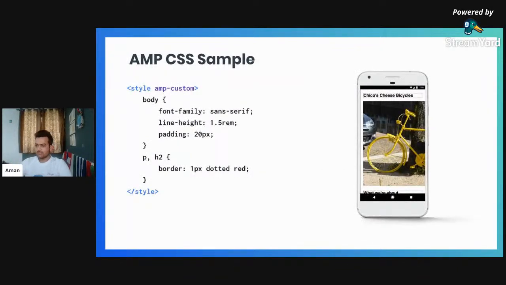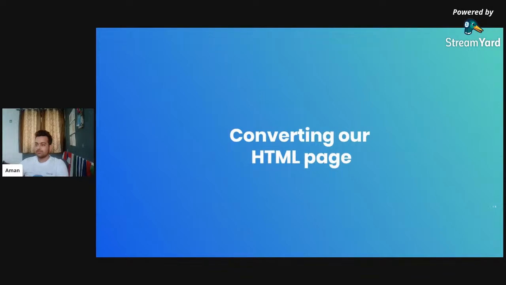So this is another sample of how you can use AMP CSS, nothing different. You just add style AMP custom and insert your own custom CSS over here. And now I will take you through a journey of how you can convert your own HTML page into an AMP page. Let's assume you create a hello world example, H1, H2, and all that HTML is available. Now what will you do to create an AMP page on it?